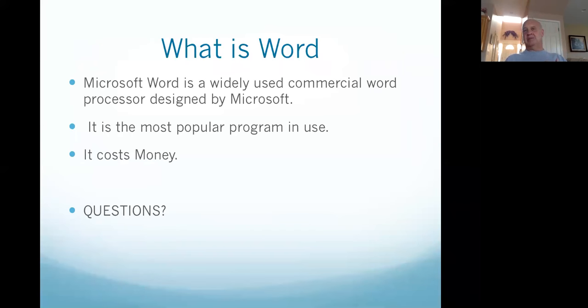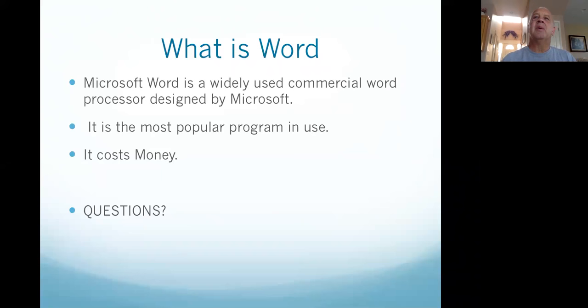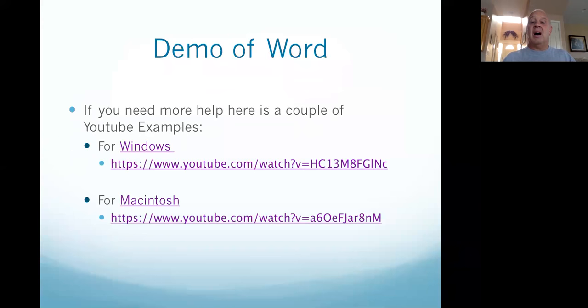So let's start off. What is Word? Like I said, it's the most costly one. It is from Microsoft. It's been around forever, and it now comes on your phone. It comes on pretty much any device you have. You can get it for an iPad, a Mac, or a Chromebook. So it's there, but it does cost money.